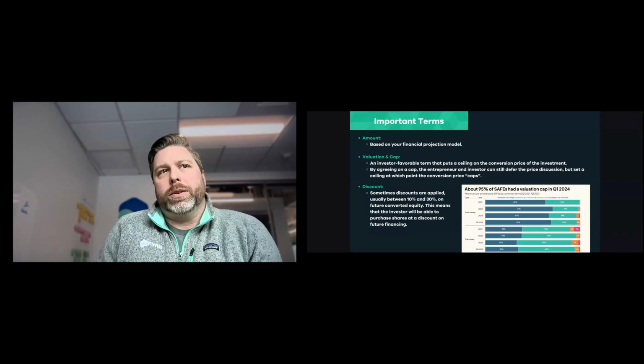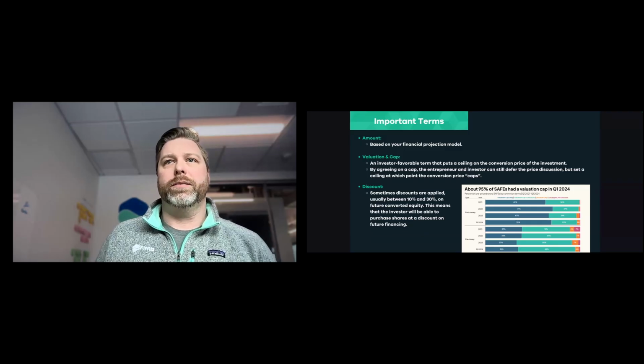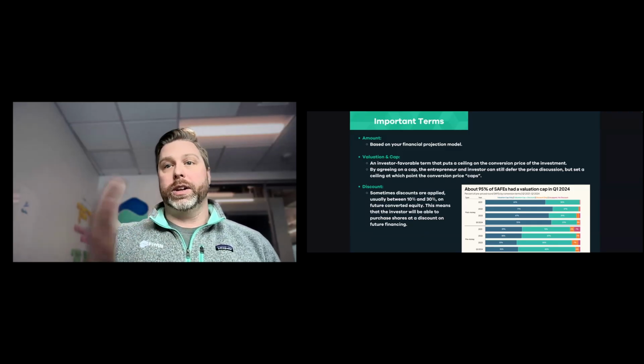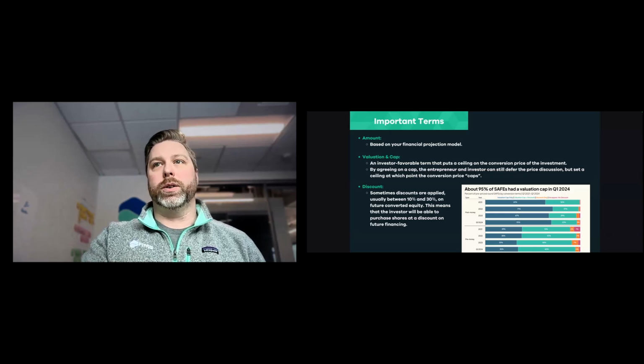Discounts are typically 20%, but they're kind of going away. Valuation cap only or discount. It's typically one or the other now. The dual combo is taken off the YC website, and so that's been kind of fading.